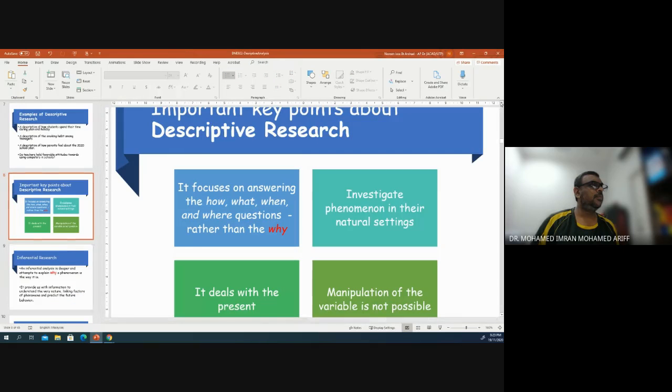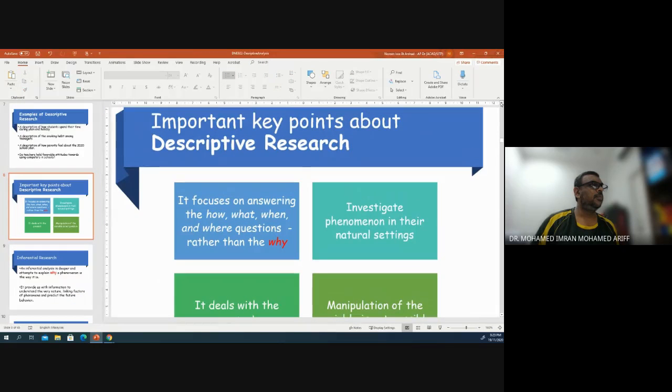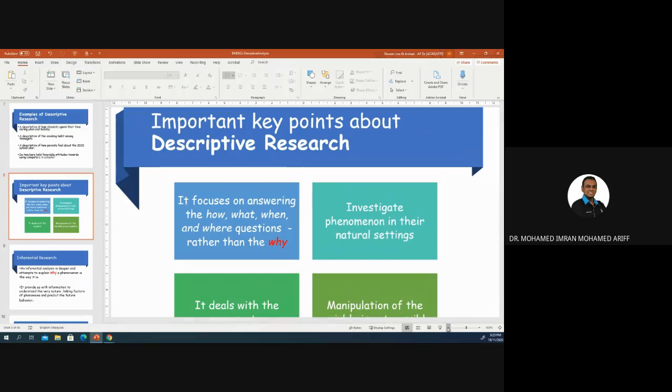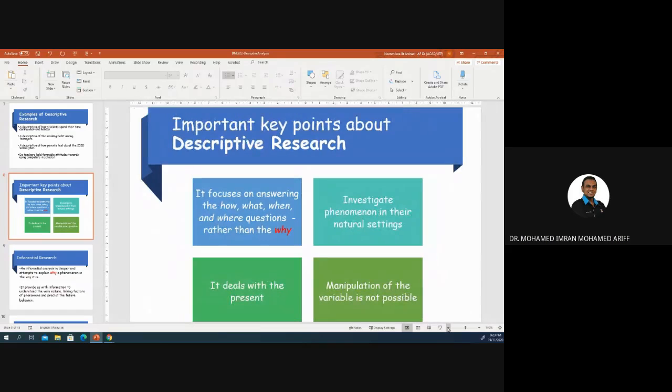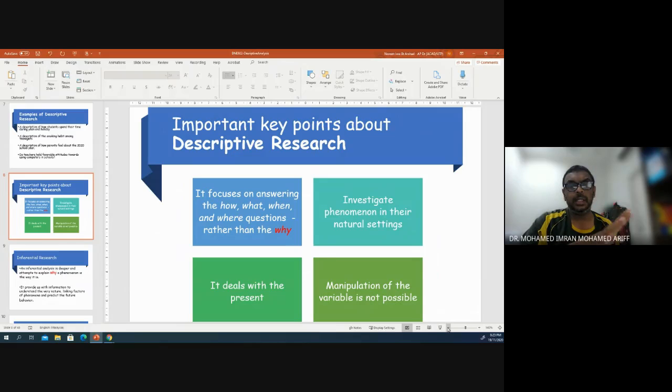Important key points about descriptive research. It focuses on answering the how, what, when, where questions rather than why. Why tu belum lagi. Why tu belum. Okay, why is your research? Dalam descriptive, we are not talking about this. Okay, why do teacher feel favorable? Tak, kita tak menjawab soalan tu. Itu dalam cerita lain. Dalam descriptive ni, we only write how, what, when, where.